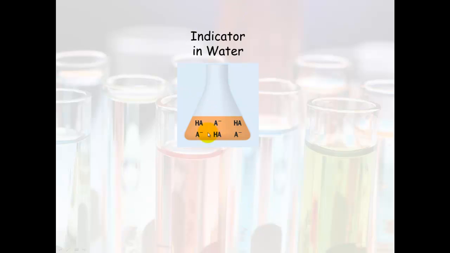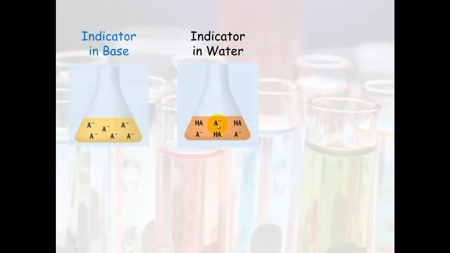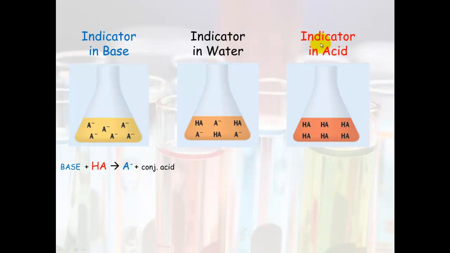So an indicator in water has a mixture of both the acid and a conjugate base. That's a weak acid and its conjugate base. So what happens when we put that indicator into a base? What will happen is this reaction here, the base will react with the acid in the solution to form more conjugate base, and of course the colour of that conjugate base is the colour that that solution will then go. On the other hand, if we add an acid, what will happen is that acid will react with the conjugate base to form more of the acid, the HA.